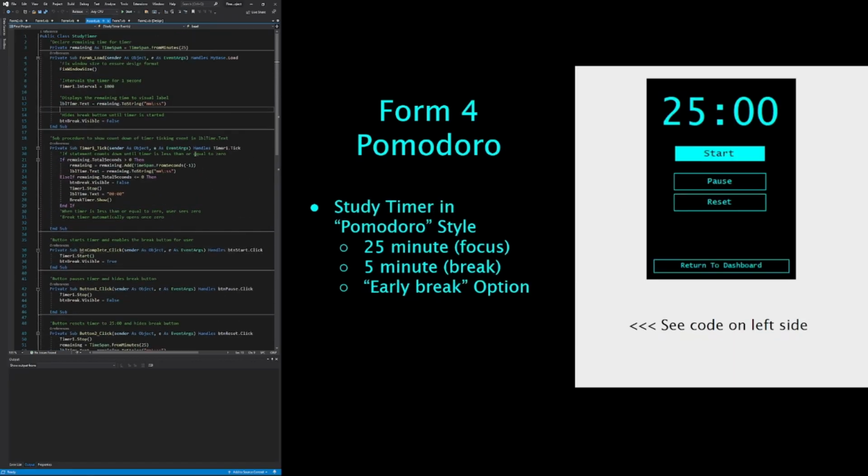And then right here we have the Pomodoro, which is the study timer. If you're not familiar with it, Pomodoro is an interval of focus. You take a 25-minute timer of focused work, and after the 25 minutes is up, you take a 5-minute break and then go back to 25 minutes and so forth. The user will also have an option to take an early break, and that will populate with the button right here once the timer is started.